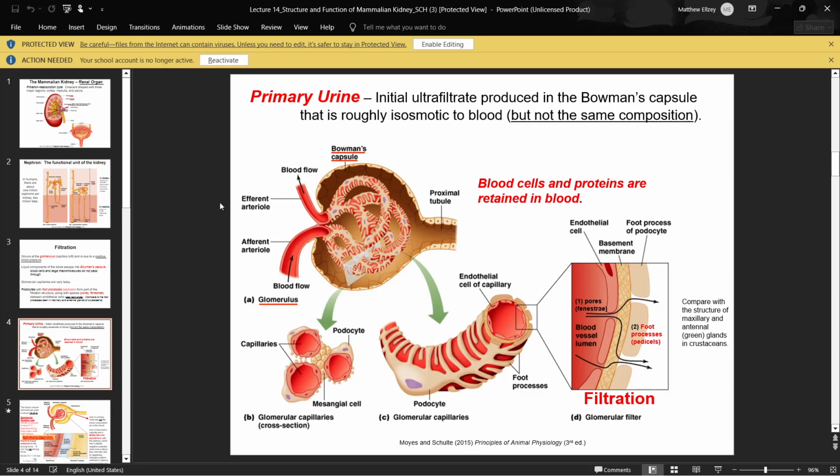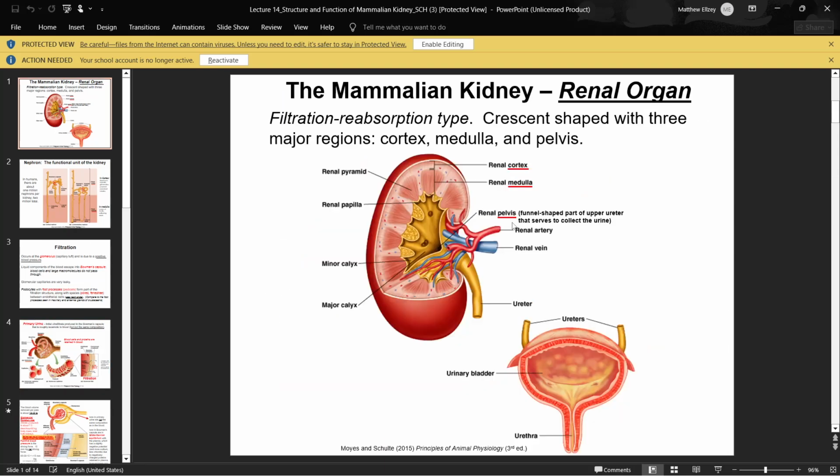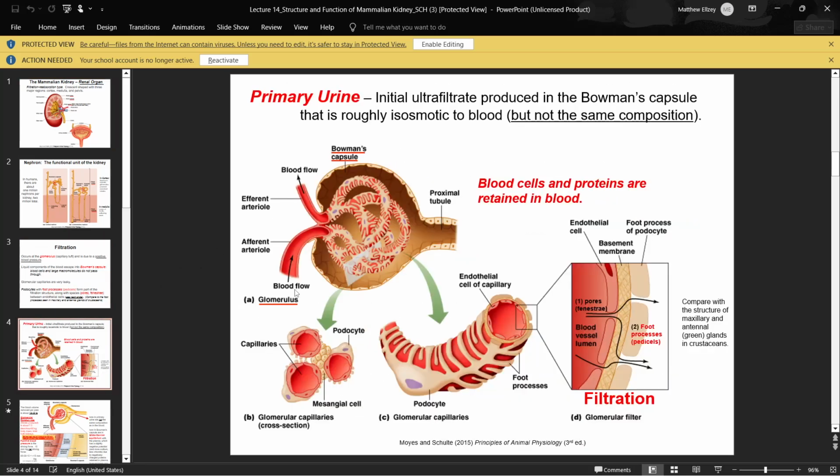But here we can get a very good look at what levels this filtration is occurring. So let's work our way out. We're going to come through the renal artery. This blood is going to be fed into these afferent arterioles. Blood flow is coming in this way into these capillaries.